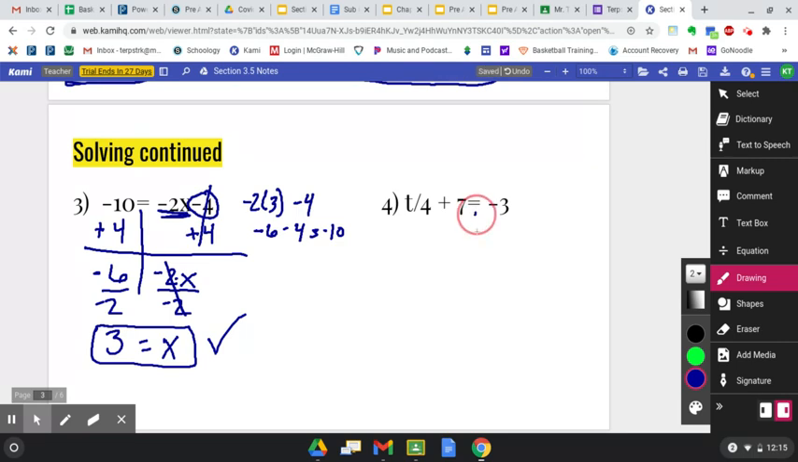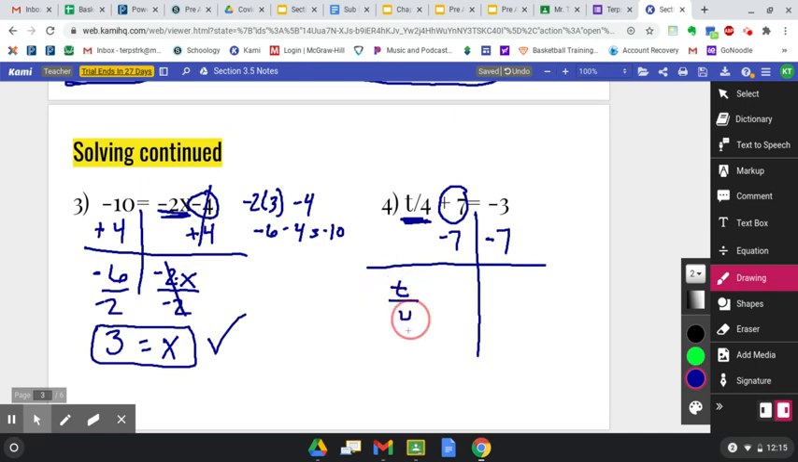All right, number 4. Going into this problem, I see I have a division and an addition, so I'm going to be using subtraction and multiplication to inverse those. Here's my variable term, t divided by 4. I want to start over here and get rid of the number, which is plus 7. I would inverse that with minus 7. So we have t divided by 4, and that was 0.